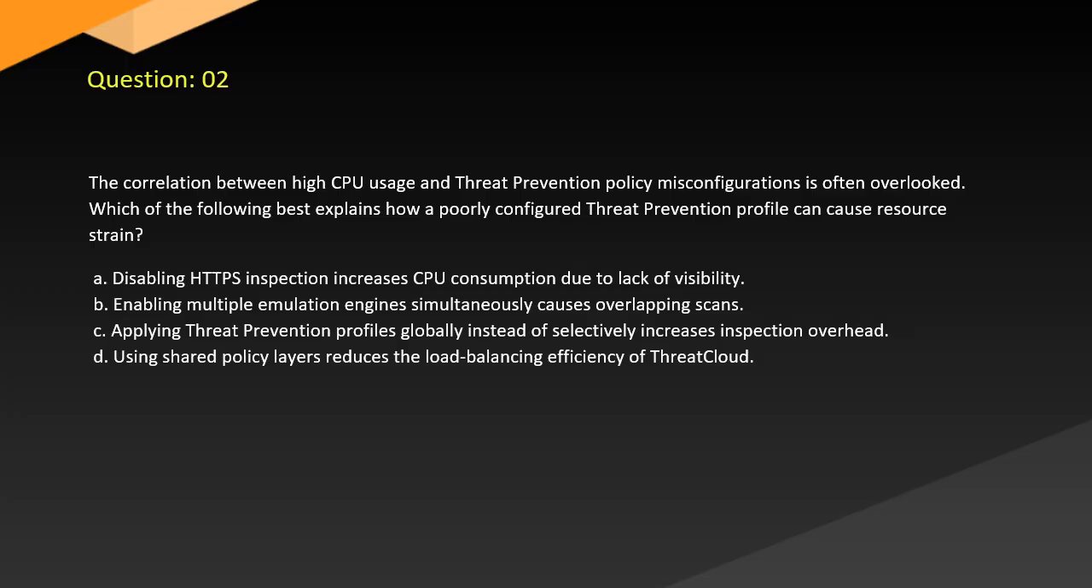A. Disabling HTTPS inspection increases CPU consumption due to lack of visibility. B. Enabling multiple emulation engines simultaneously causes overlapping scans. C. Applying threat prevention profiles globally instead of selectively increases inspection overhead. D. Using shared policy layers reduces the load balancing efficiency of ThreatCloud.